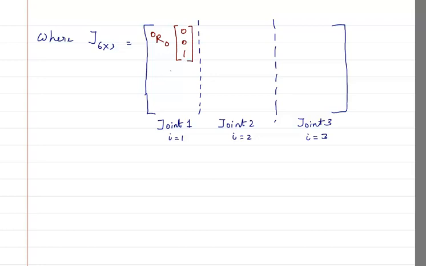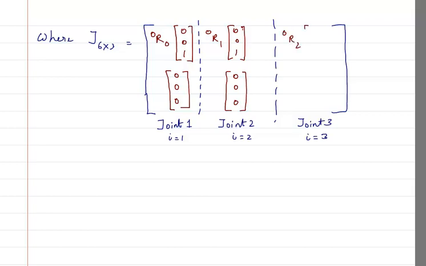Similarly, the bottom three values are going to be all zeros, because we have already seen that in prismatic it is 0. Similarly, for the second joint it will be 0 R, I is 2, so 2 minus 1 is 1, 0 0 1. The bottom part is going to be 0 0 0. Similarly, we are having 0 R2 and 0 0 1, and we'll be having 0 0 0.